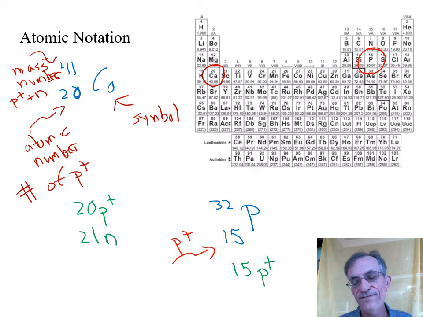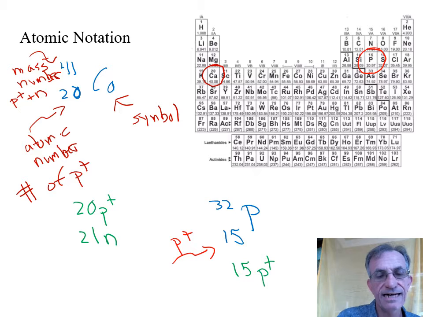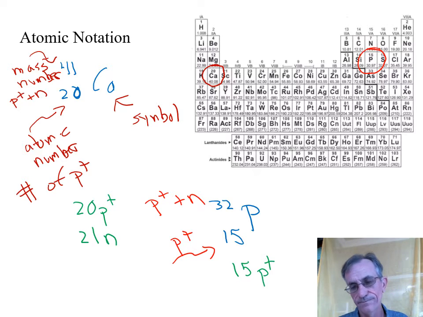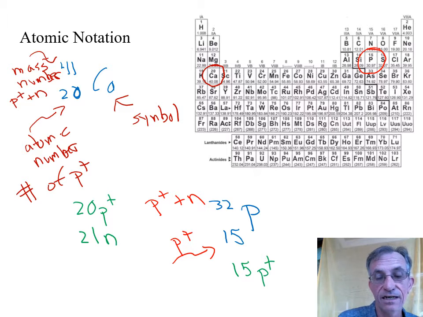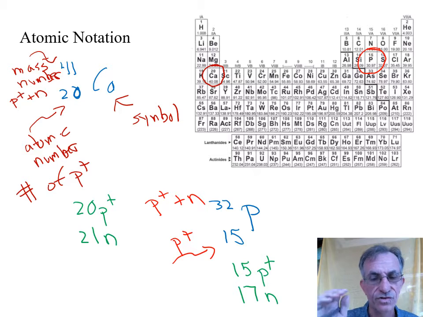Now, what if I wanted to know the number of neutrons? Well, remember again, this top number is your protons and your neutrons together. That's called the mass number. So if I wanted to know the number of neutrons, I would subtract 32 minus 15. This fella has, let's see, 17 neutrons. So you subtract to get the number of neutrons.